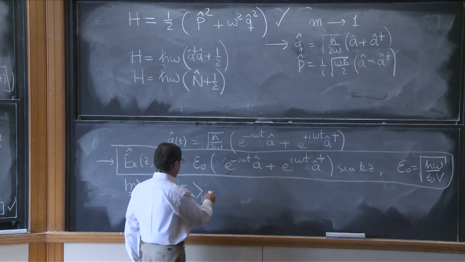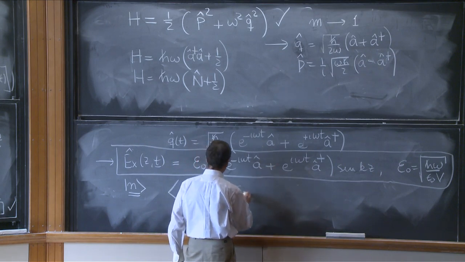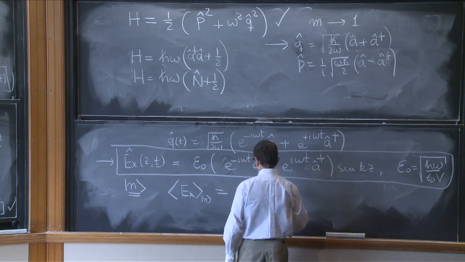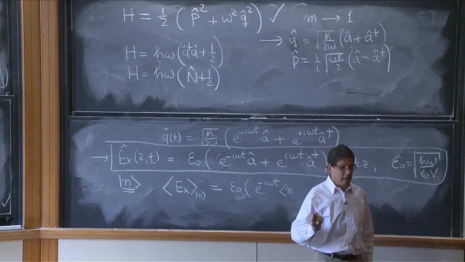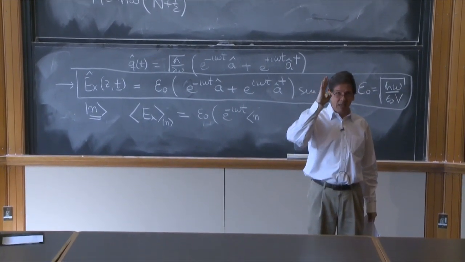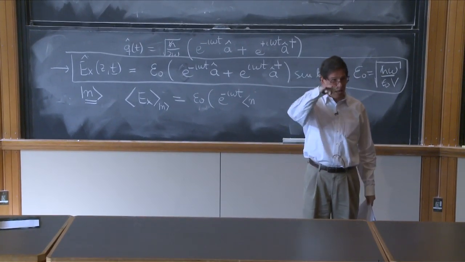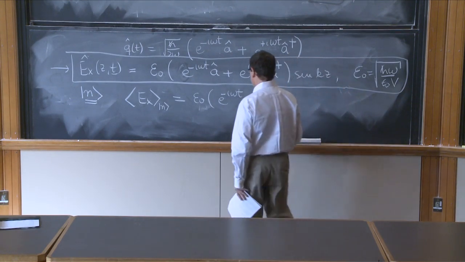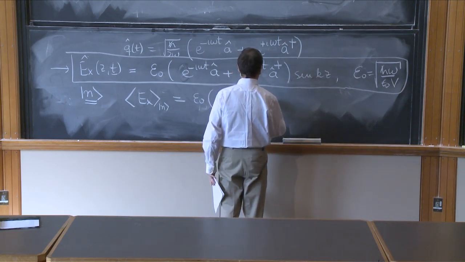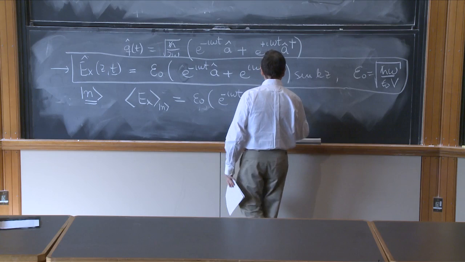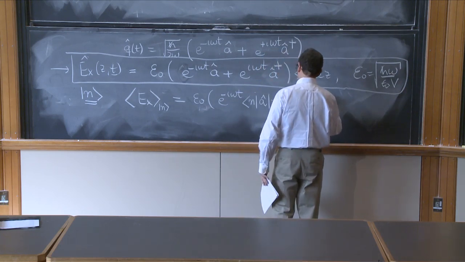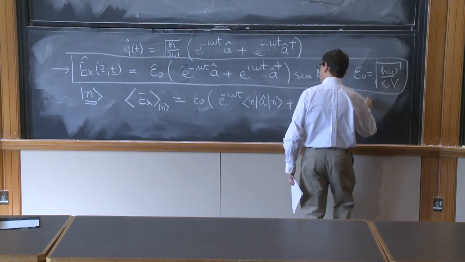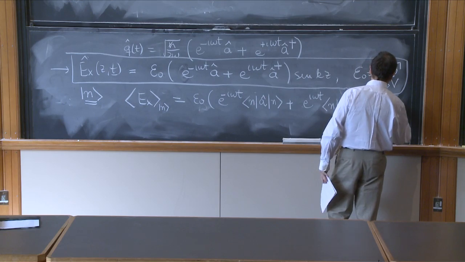So we go to this formula and we say, okay, it's E naught, e to the minus i omega t, bra n a hat ket n, plus e to the i omega t, bra n a dagger ket n, times sine of kz. We're all very curious. We want to see how the electromagnetic field of the nth state of the harmonic oscillator, n photons in an energy eigenstate, how does that wave look?